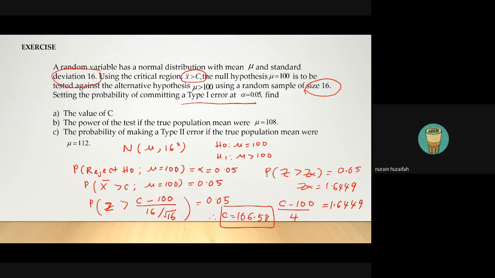Okay. The probability of making a type 2 error if the true population mean were mu equals 112. Okay, probability of making type 2 error. So what is your type 2 error? Type 2 error means you're accepting H naught when your H naught is false. Okay, so now your mu is given as 112. Okay, look, so here you want to compute the probability of type 2 error.